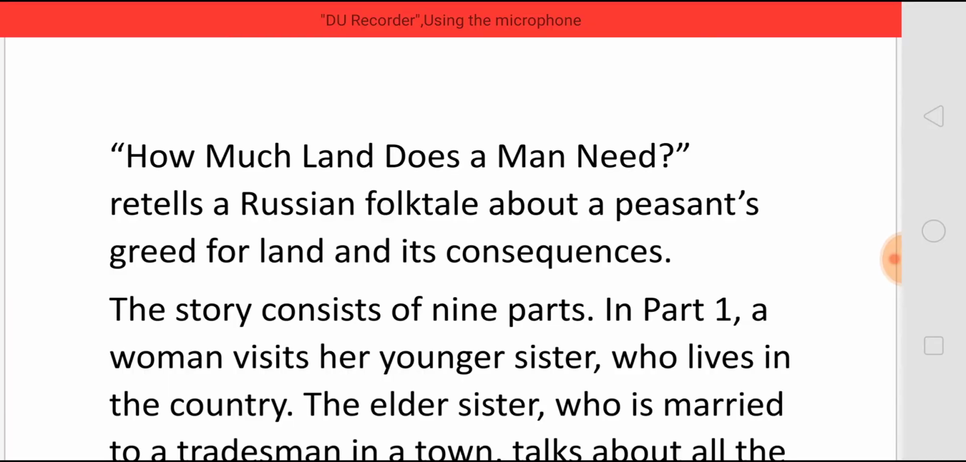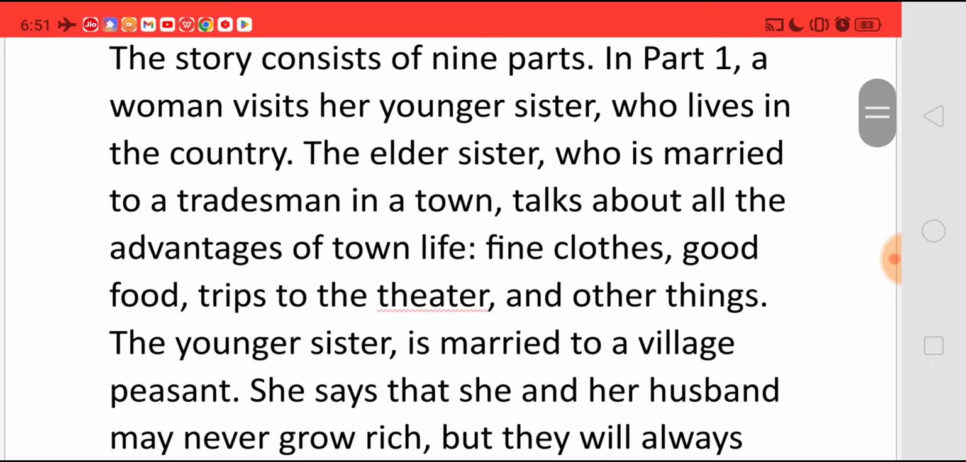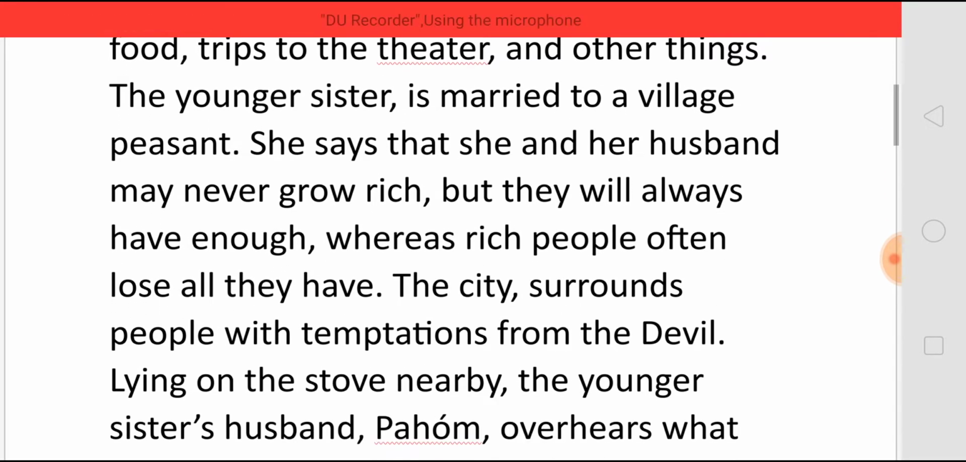In part 1, we find a woman who comes to visit her younger sister, and this younger sister lives in the country. This elder sister is married to a tradesman and is settled in a town. And she talks about all the advantages of the town life, like having fine clothes, good food, trips to the theatre, and other things. Now, this younger sister is married to a village peasant, and she says that she and her husband may never grow rich, but they will always have enough, whereas she has seen rich people often lose all they have. And she feels that the city surrounds people with temptations from the devil.